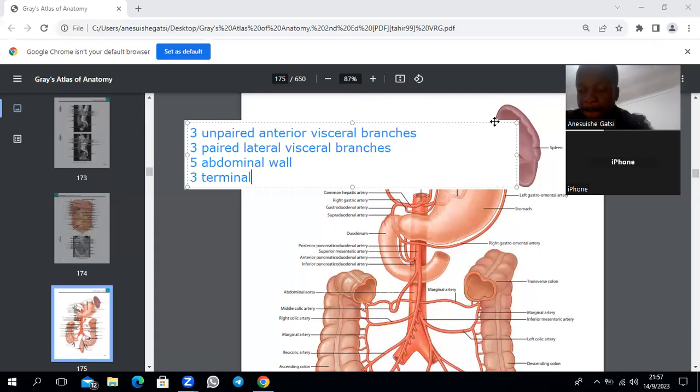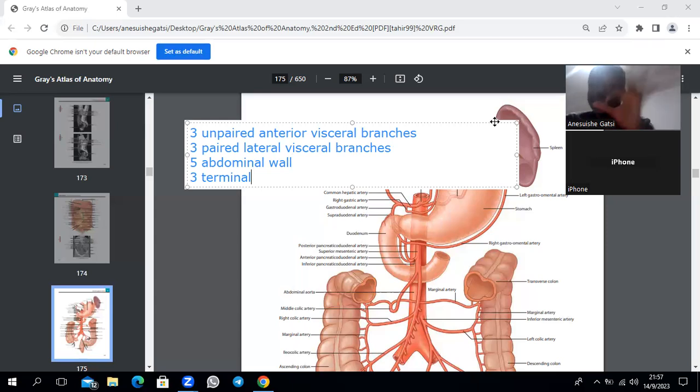Yes, I want to ask, you say the first pair supplies the kidneys, the other one the testes, then the other one supplies what? You say there are 3 pairs, right? 3 lateral visceral branches, you mean. Okay. You want me to go over that?